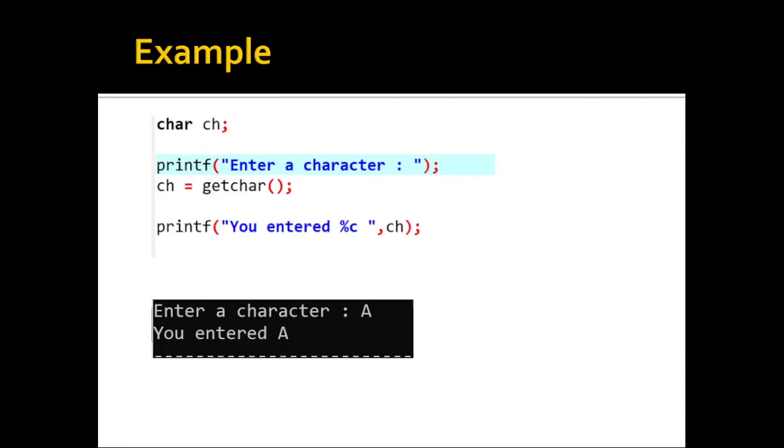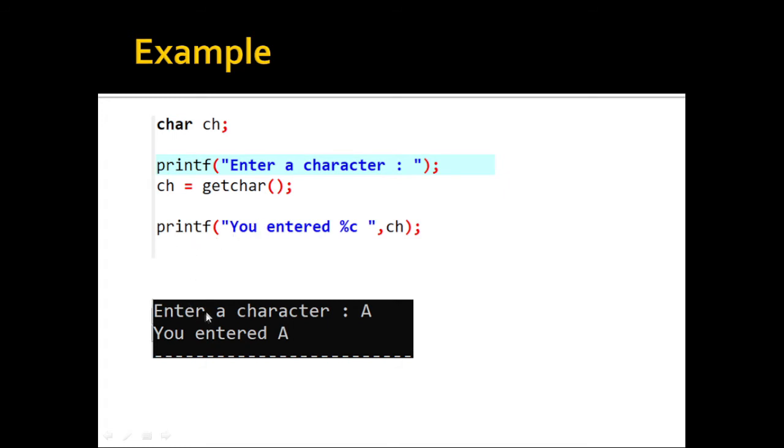So here's an example. I declared here a variable ch, which is a character variable, and then this will display a prompt, enter a character, and then ch is equal to getchar. So when this is encountered by the computer, the user should press a character and then press the enter key, and then the program will print you entered %c, which will be substituted by the value of ch.